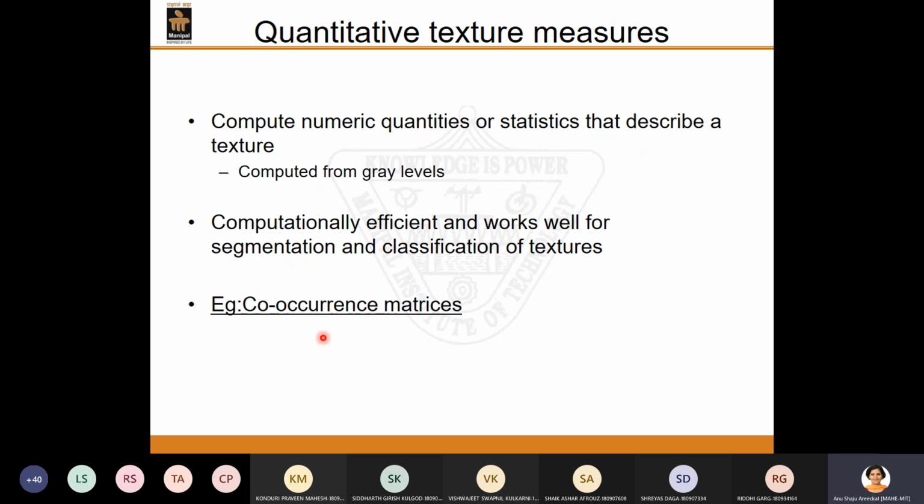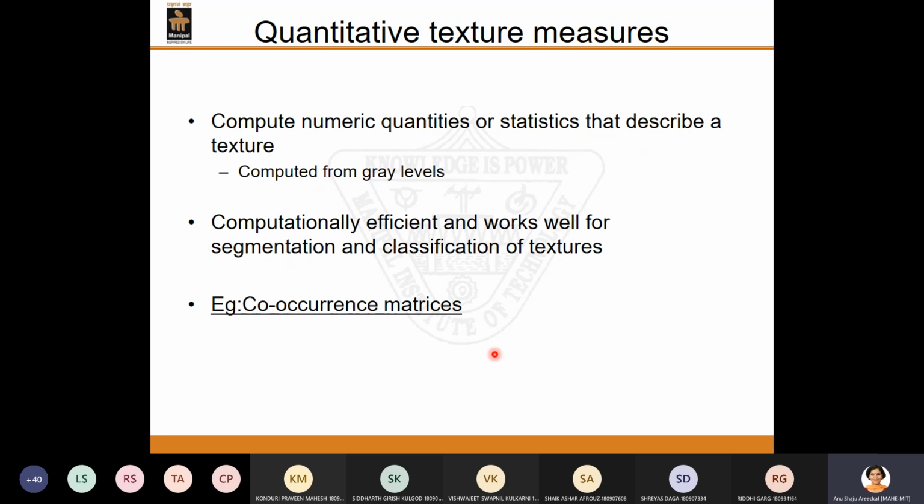Now, how GLRLM is different is it will look at how many pixel values are present with the same intensity value along a particular direction. Given a particular image, it will look at those pixels having exactly the same intensity value that are adjacent together, that is, it forms a neighborhood, and it will run along a particular direction. That is why it's called a run length matrix.